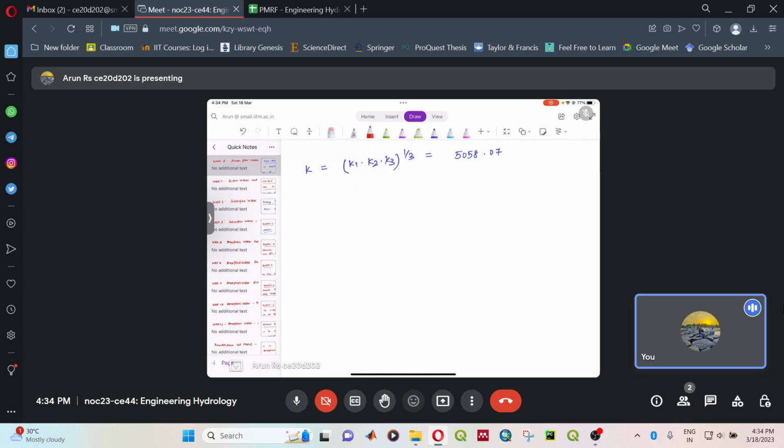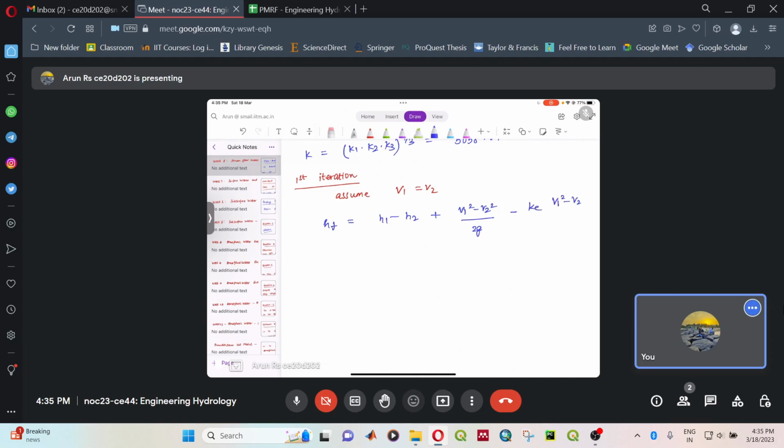So now in the first iteration, assuming V1 is equal to V2, we will be using the head loss due to friction, that is H1 minus H2 plus (V1 square minus V2 square) divided by 2G minus KE into the modulus of it.